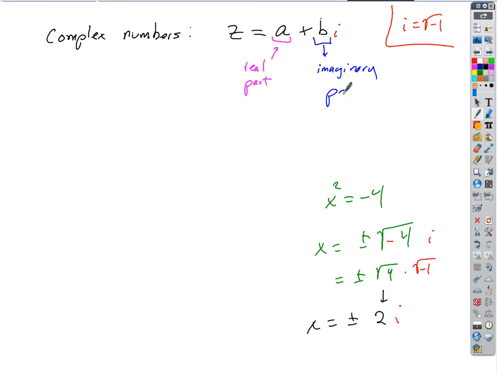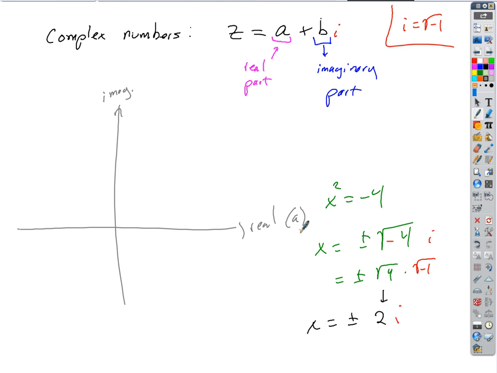The imaginary part. Good. Right? And do you remember the complex plane stuff? We're not going to do a lot with this, but remember this idea? In the complex plane, we call that the real axis, and that the imaginary axis. So here's where we're plotting the value of A, and on the vertical axis, we're plotting the value of B. So real part and imaginary part.